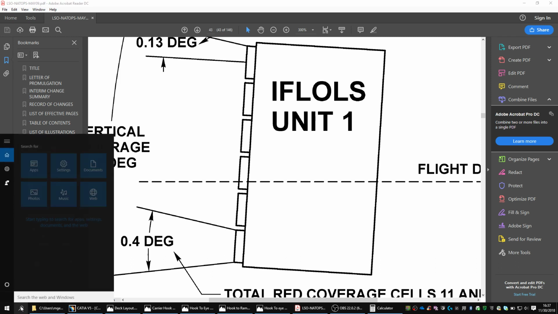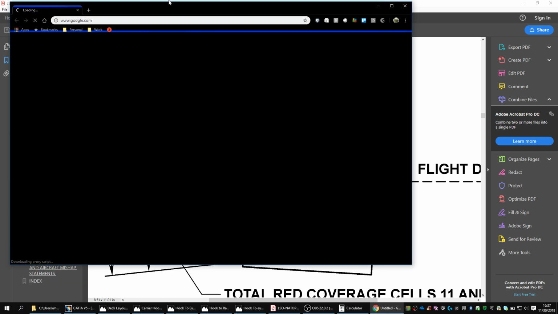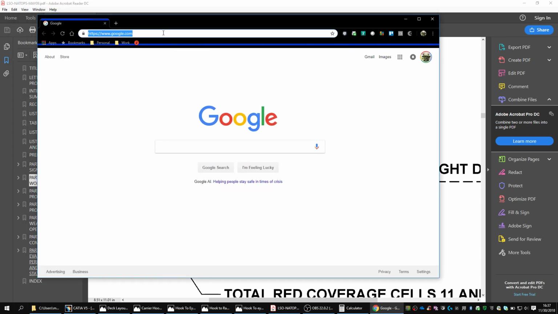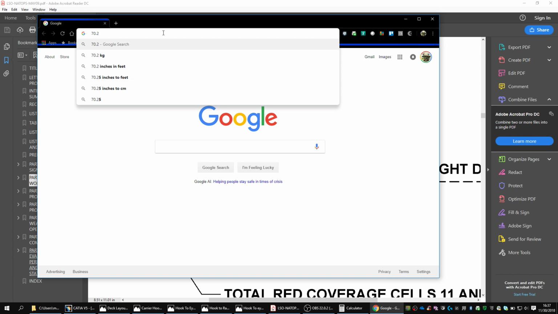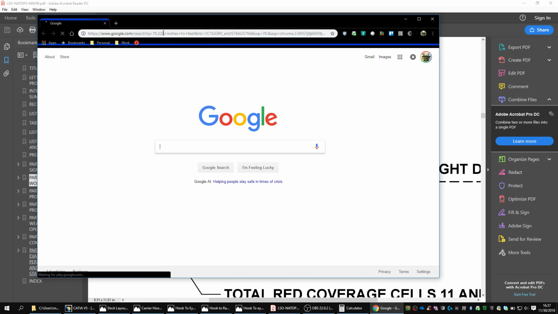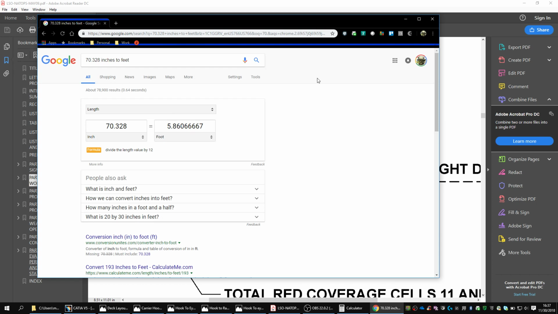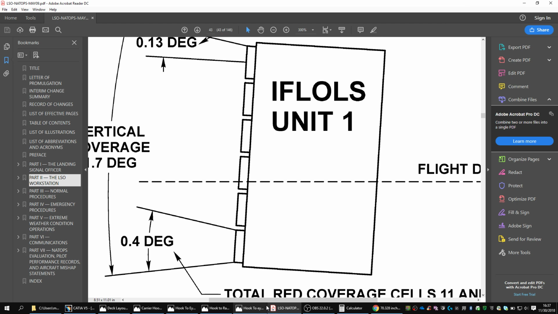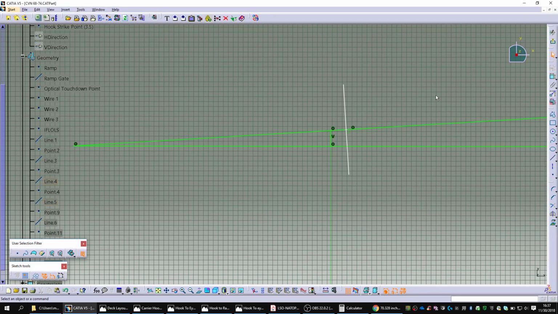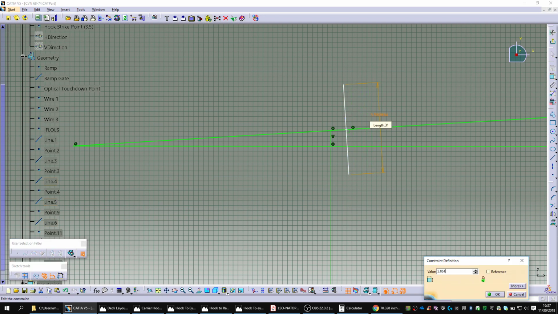So let's do a little conversion here. 70.32, look, I've already done it because it knows me. 328 inches to feet. All right, so it's 5.861. All right, so let's apply that to our model. 5.861. Constrain that length. We already know it's centered on there. 5.861 feet.